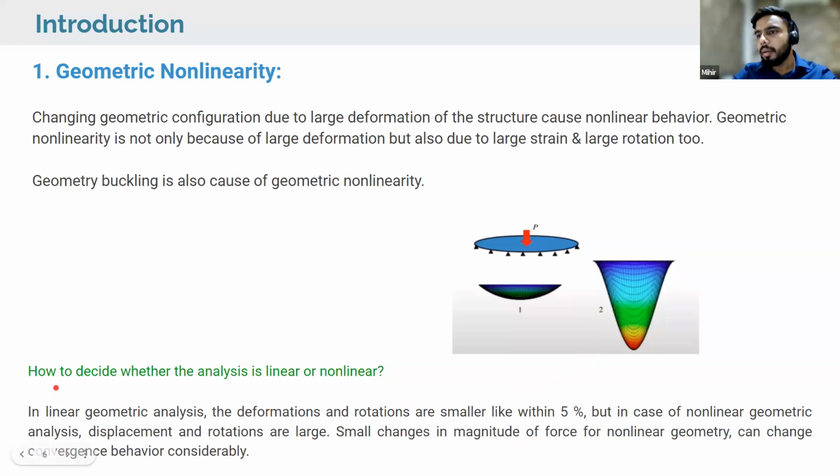To shed light on that, how do we decide whether the analysis is linear or nonlinear when you're getting some deformation? Because we get deformation even in the linear phase as well. So how do we categorize them?